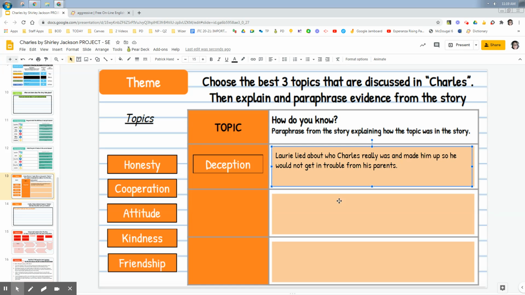So what you're going to do next is you're going to find 2 other topics, drag them to these other 2 orange boxes, and then the light orange box, explain how do you know it's about that topic you chose here and how you know it's about this topic you chose here. So this is a good time to pause the video, get your slide 13 done, and once you're done, we'll go to slide 14.